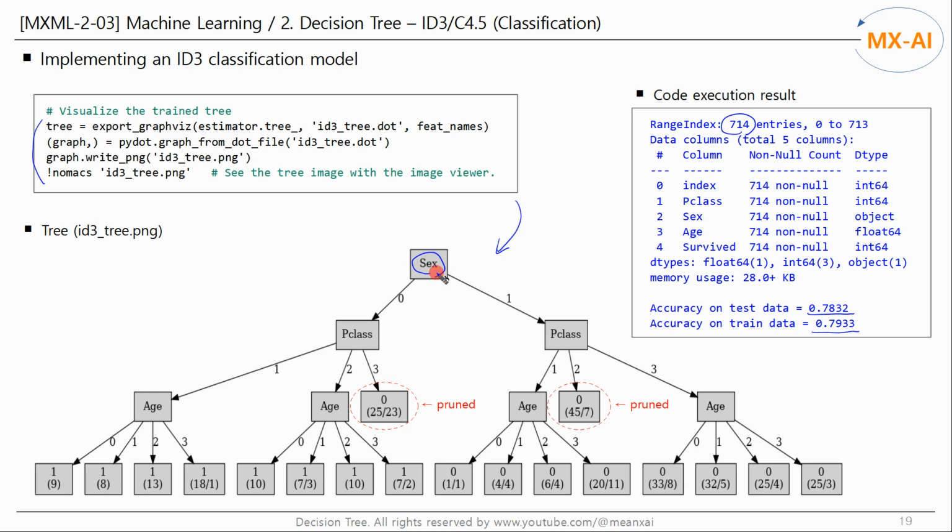In this tree, sex is split first, then P class is split, and finally age is split. And you can see that the pruning has occurred at this node and this node. Pruning prevents these nodes from splitting further.